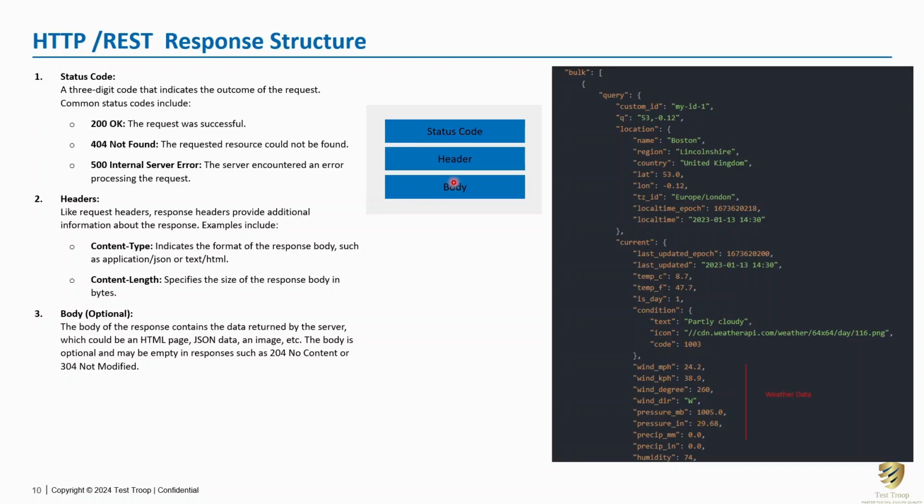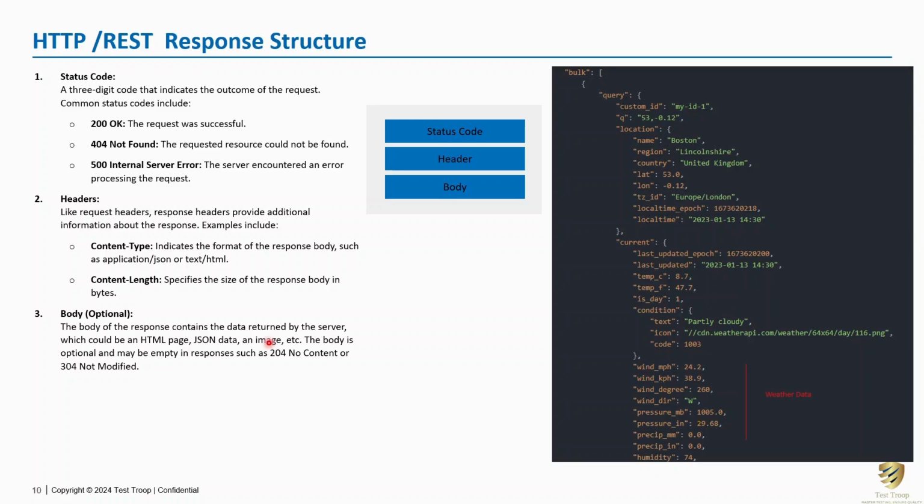Along with that, it also gives header information, that is metadata needed by the client in order to interpret the response. Typical are content type and content length. Content type is JSON or XML. Content length is how many bytes of data the body contains. Okay, the response body contains the data structured by the server. Okay, basically it is what is requested.